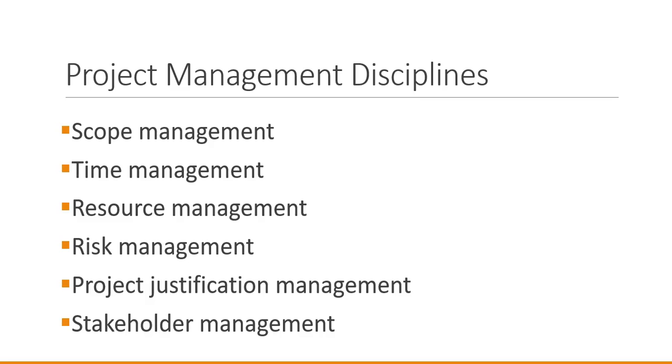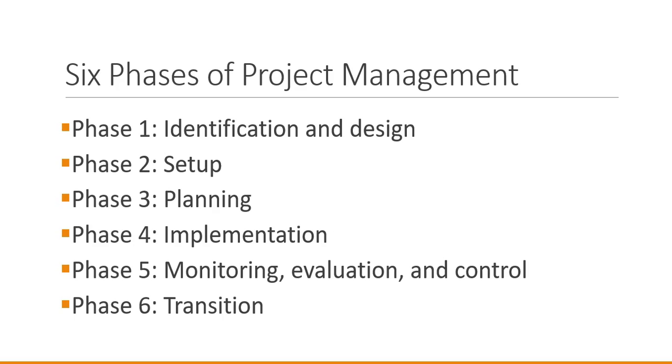Now let's briefly take a look at project management disciplines. These are the professional competencies that you need to succeed as a project manager. We'll see these occasionally throughout the course and look at each of them in more detail at the end of the course. These are scope management, time management, resource management, risk management, project justification management, and stakeholder management. These are all particular skills that you need to succeed as a project manager. And again, we'll address these in passing as we work through the course, and then look at each of them in more detail towards the end of the course.